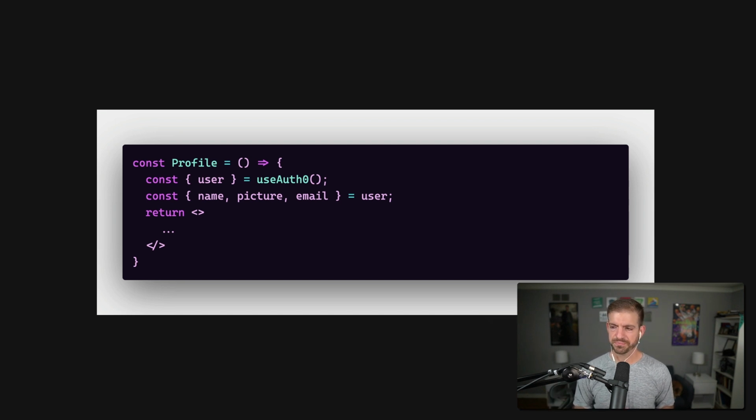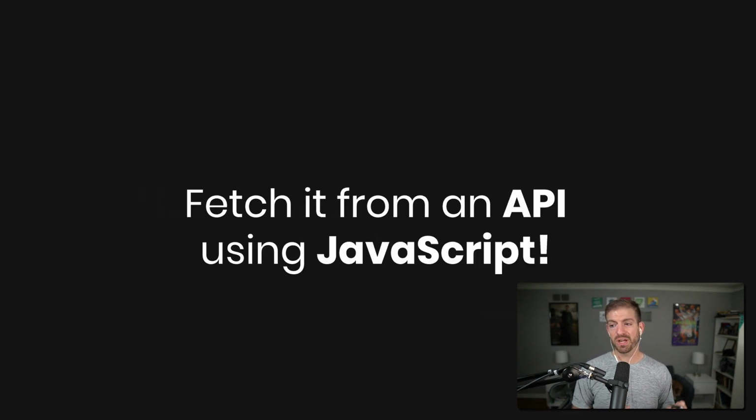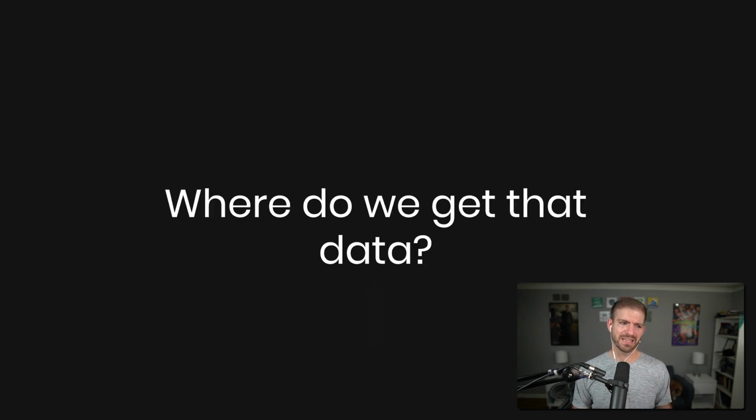It's pretty neat. So my question then becomes, how do we get dynamic data? So we talked about this being a single page application. We talked a little bit about how you can do authentication, but where does data actually come from? Well, you fetch data from an API using JavaScript. You see what we did there based on the Jamstack: JavaScript, APIs. So that's how we want to get data, but where do we actually get that data?